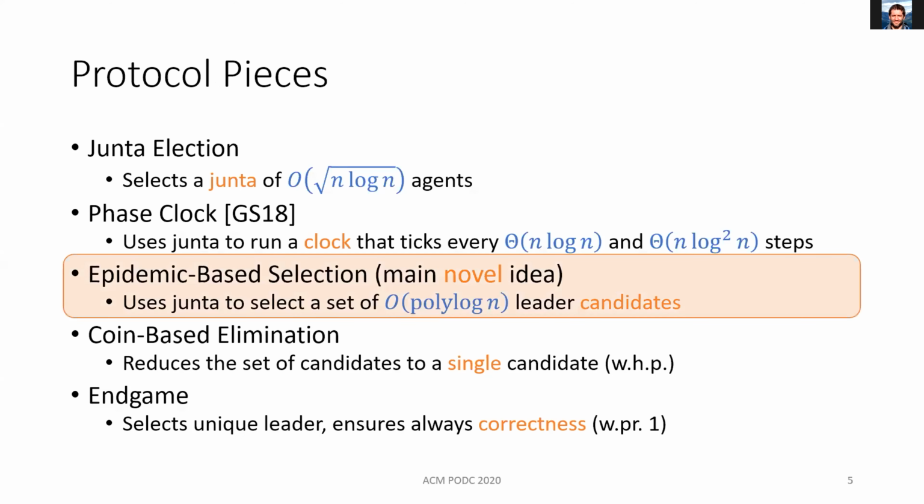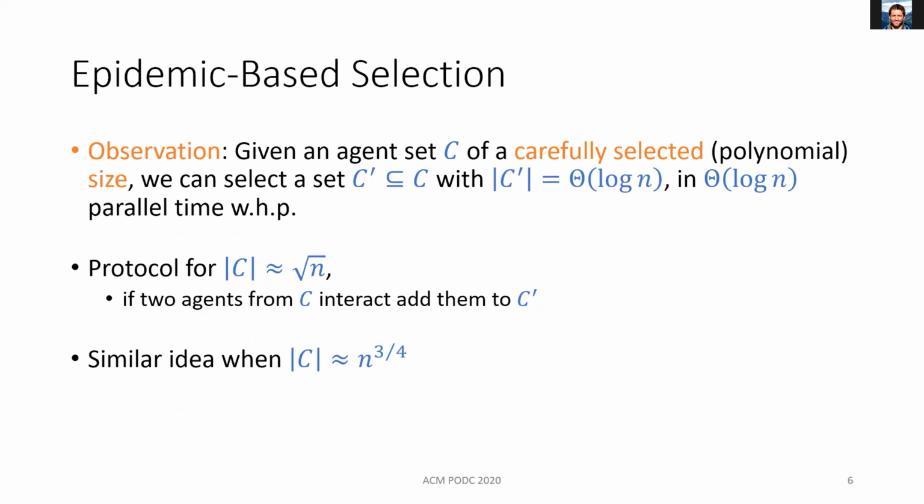The main novel component we contribute is this one. What it does is, given a junta, which is a set of agents of size between 1 and roughly square root of n, selects a set of polylogarithmic size quickly, that is in time log n. This is something that until now we didn't know how to achieve. And this is briefly how we achieve so.